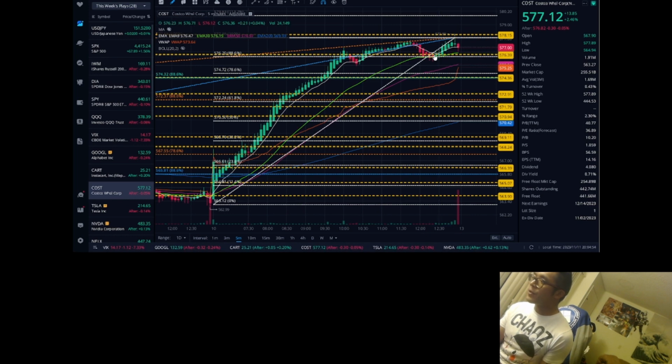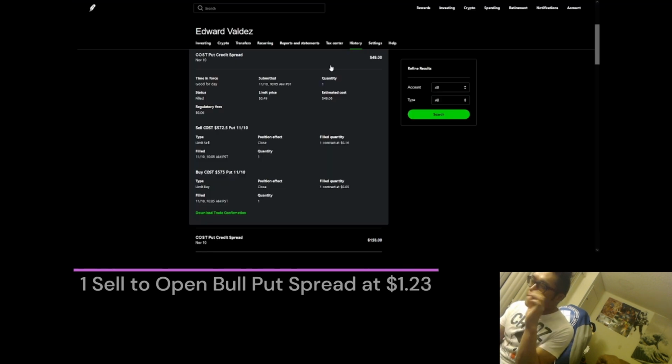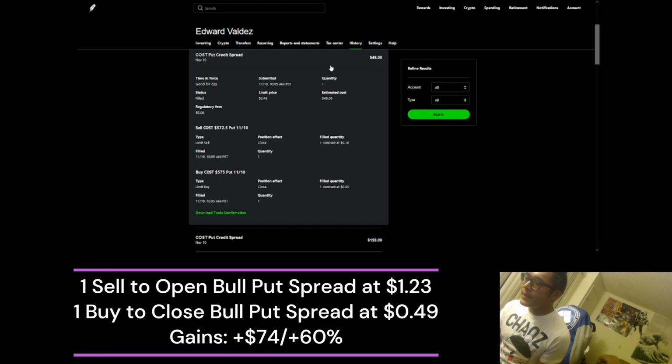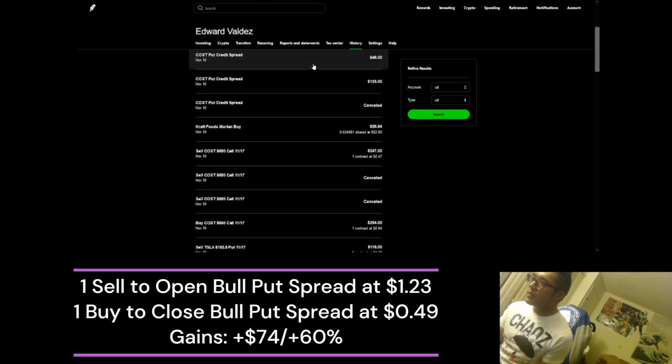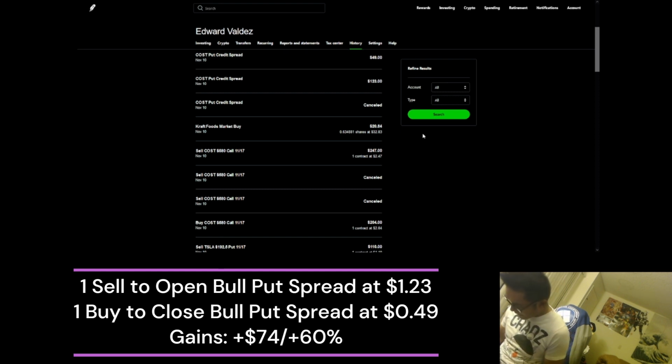That was my original goal, but I did close it somewhere around here, I believe. So it shows here that I closed it at 10:05, and since we were playing for 123, I bought to close for 49. So that means between 123 minus 49, I actually gained $74 and a total of 60% on the play.